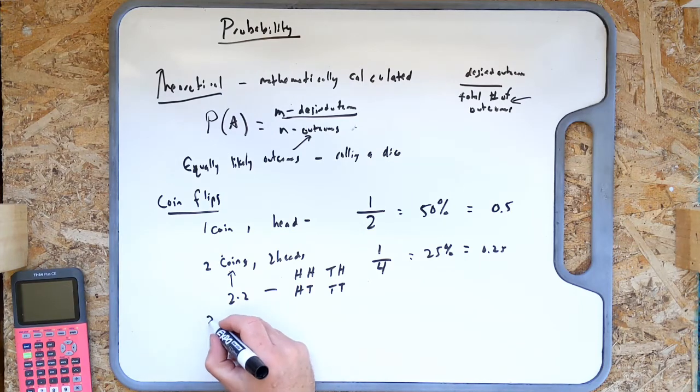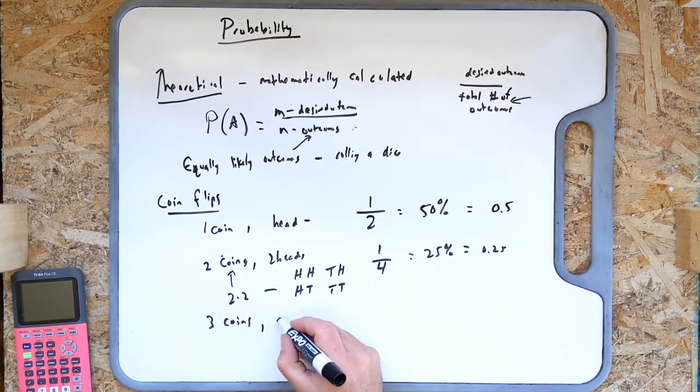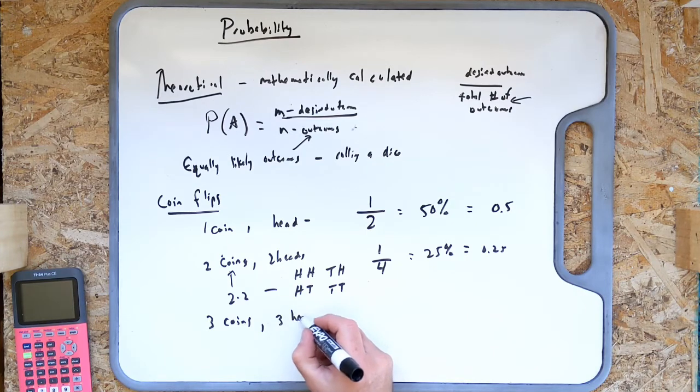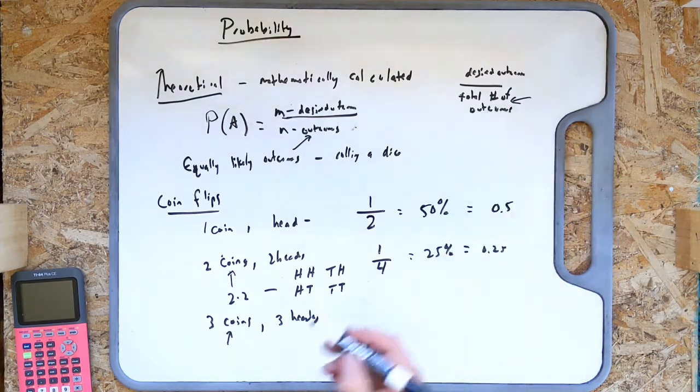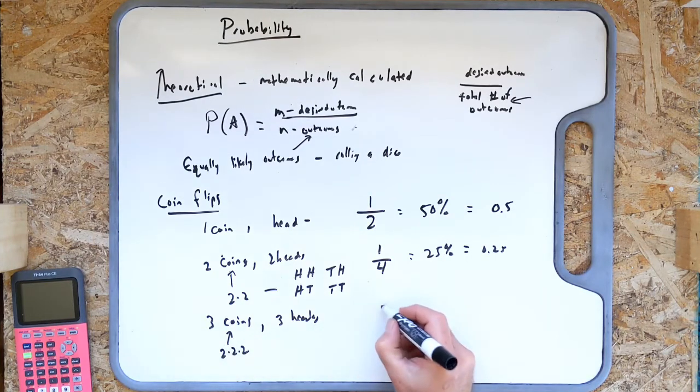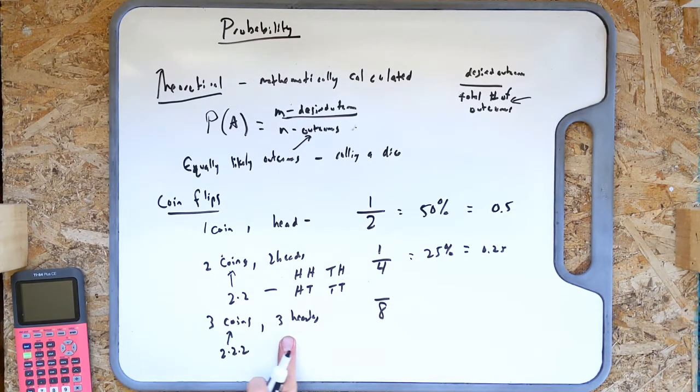Okay, let's do the last one. 3 coins. What is the probability of getting 3 heads? Again, 3 coins. You can use the fundamental counting principle to get the total number of outcomes. 2 times 2 times 2. So that's over 8.